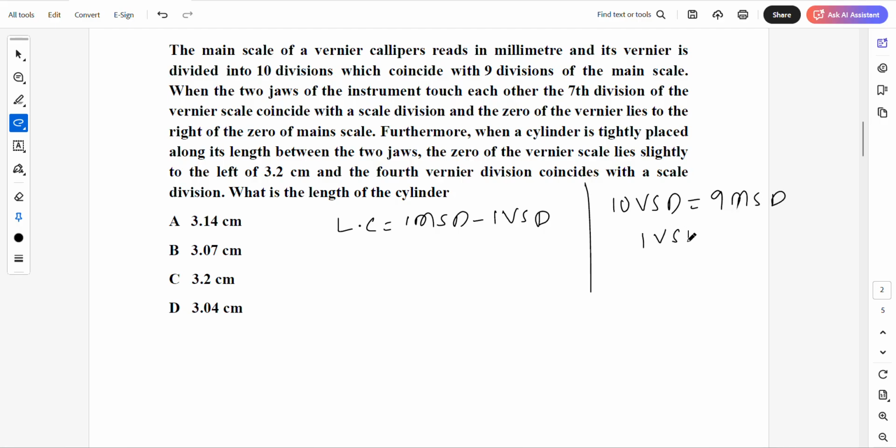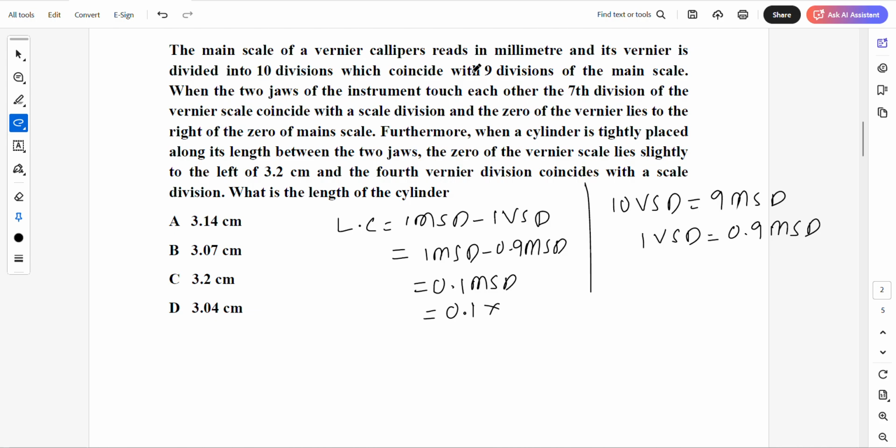Again, 1 VSD is equal to 9 by 10, that is 0.9 MSD. That is equal to 1 MSD minus 0.9 MSD, that is equal to 0.1 MSD. This time they have given, okay, reads in millimeter. We will assume 1 MSD itself reads in millimeter, that is 1 millimeter, that is equal to 0.1 millimeter least count. We got the least count.